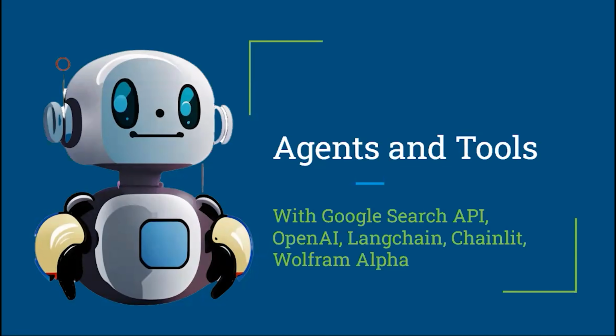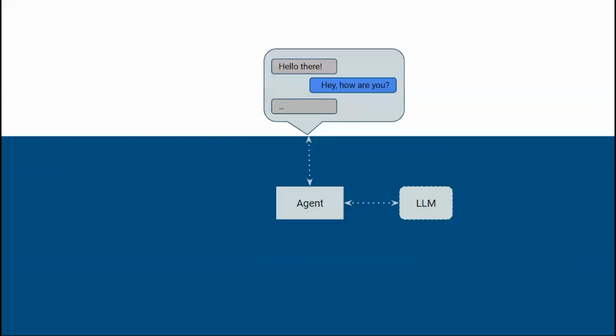We're going to talk about agents and tools that can be used to augment large language models today. So far, we have been talking about agents in a very limited way. Agents are no more than a piece of software that passes prompts from the user to a large language model and then returns the results from the large language model back to the user.